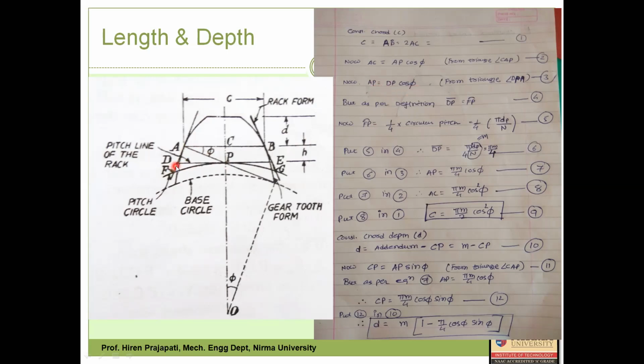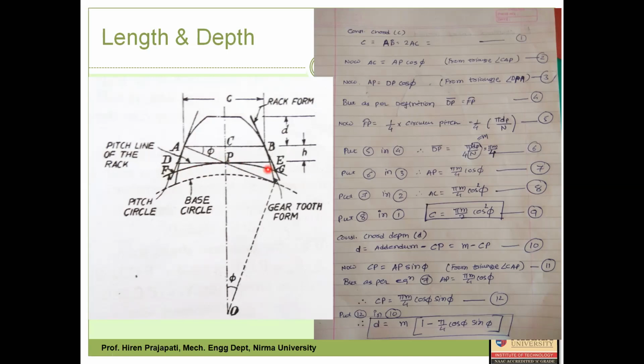Okay. Now line DP is equal to arc FP. So that is written as equation number 4. Now what is FP actually? FP is half the gear tooth thickness, because the full gear tooth thickness is FPG. This F to G is the full gear tooth thickness, and the full gear tooth thickness is equal to half of the circular pitch.